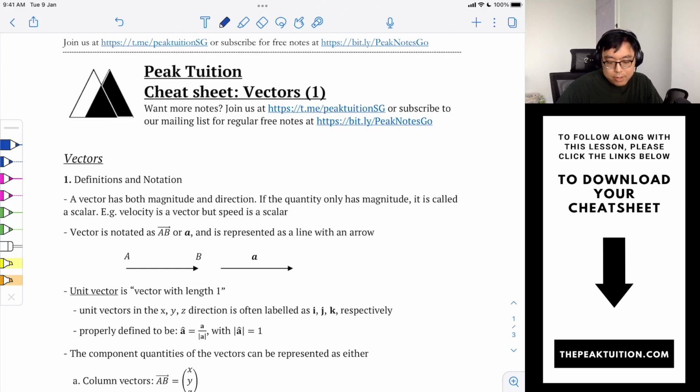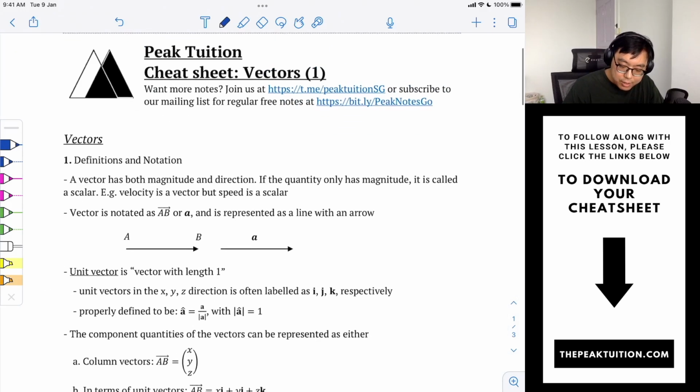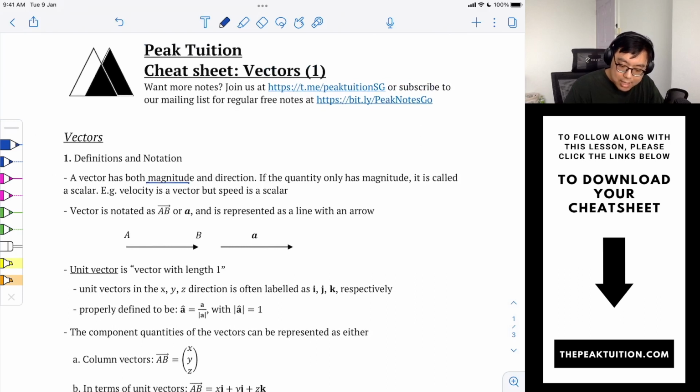So, a vector is defined to be a mathematical object that has both magnitude and direction. If the quantity only has a magnitude, it is called a scalar. One example in our day-to-day life would be velocity. If we talk about a plane having a velocity, we must include both the speed that the plane is traveling at and the direction it is traveling in, whereas speed is just how fast it's going. That's an important distinction.